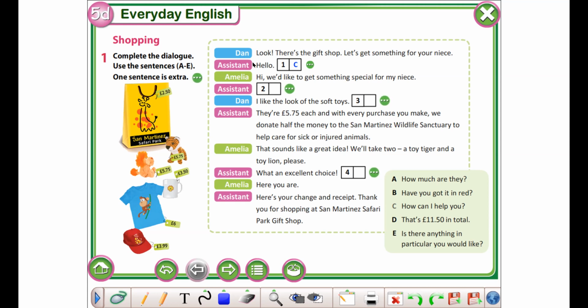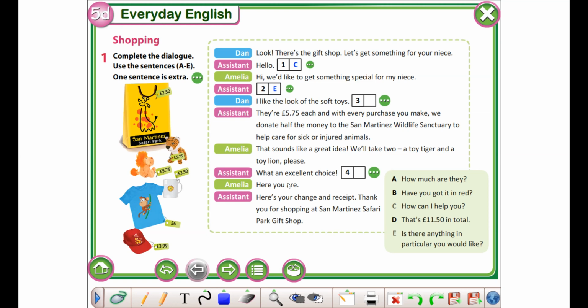Hello, can I help? Hi, we'd like to get something special for my niece. Is there anything in particular you would like? I like the look of the soft toys.